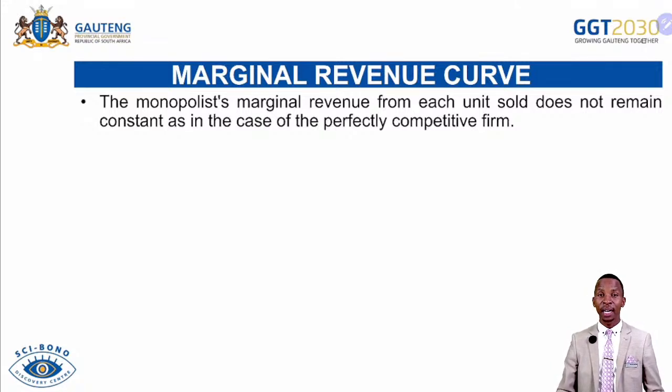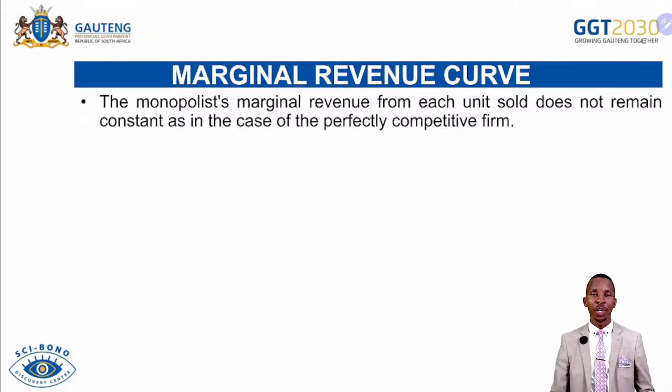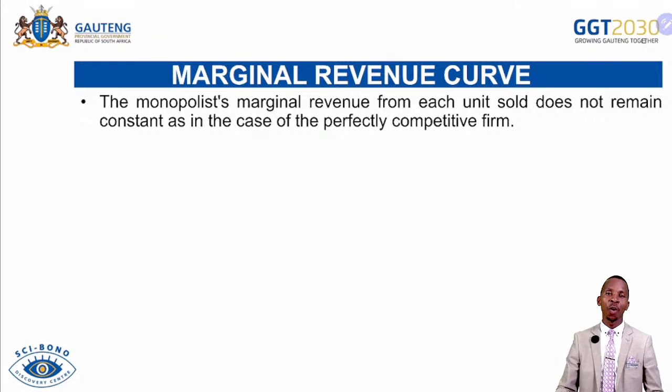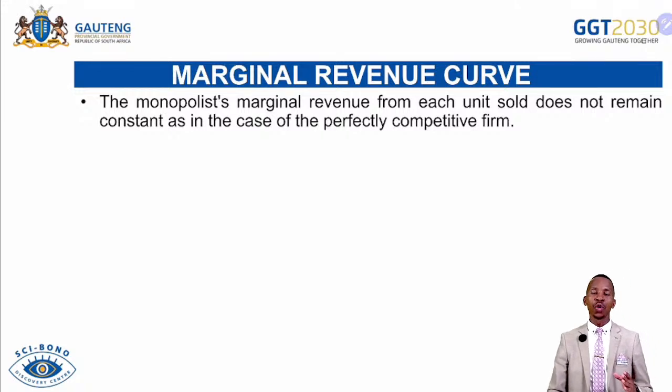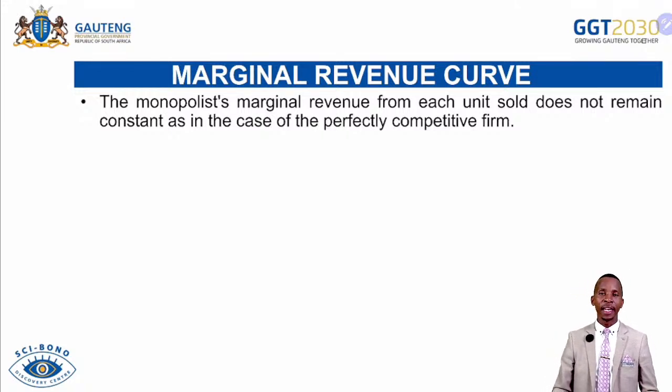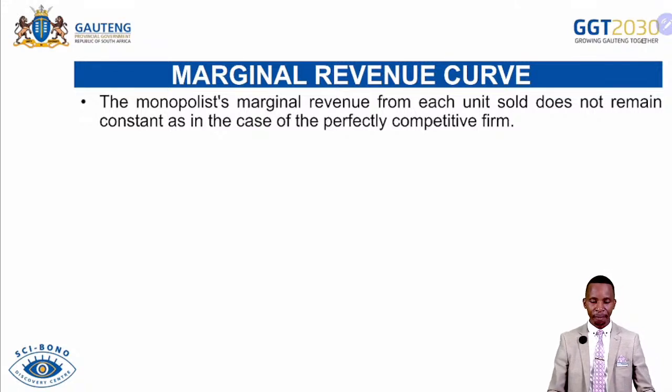But in this case, under the monopoly, marginal revenue differs from average revenue. It always lies below average revenue because they are not equal. They are only equal at the first point of intersection, on your top left. And then as they go down, they separate and split.